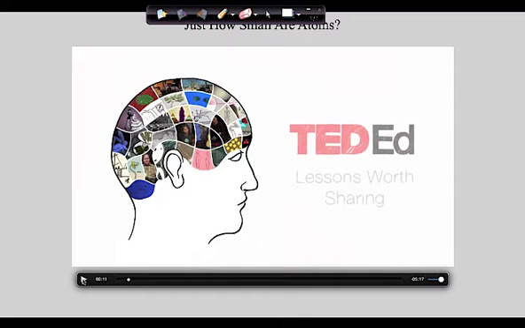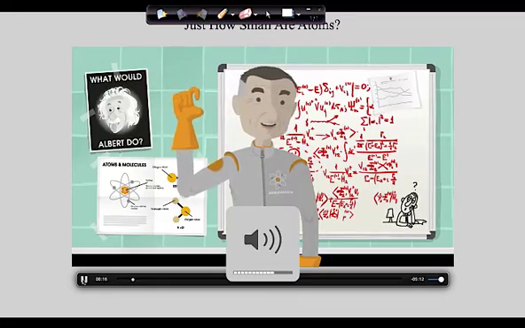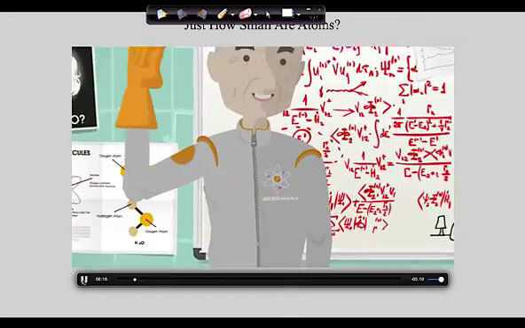How small is an atom? You probably already know that everything is made up of little tiny things called atoms. You might even know that each atom is made.